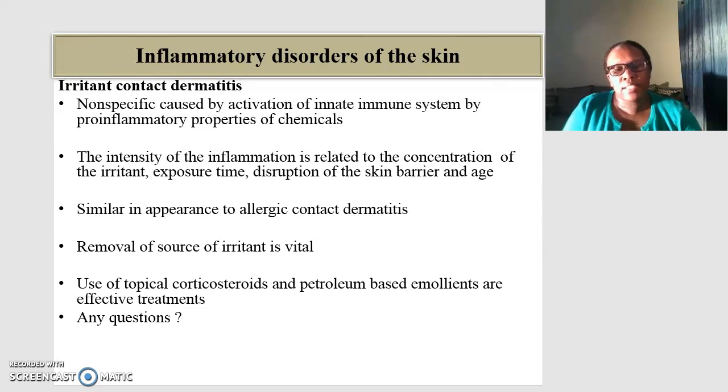Irritant contact dermatitis. They are non-specific, caused by activation of the innate immune system by pro-inflammatory properties of the chemicals. The intensity of the inflammation is related to concentration of the irritant, exposure time, disruption of the skin barrier, and age. Similar in appearance to allergic contact dermatitis. Removal of the source of irritant is very vital. Use of topical corticosteroids and petroleum-based emollients are effective treatment. So you find that they are almost close together, the allergen and the irritant dermatitis.